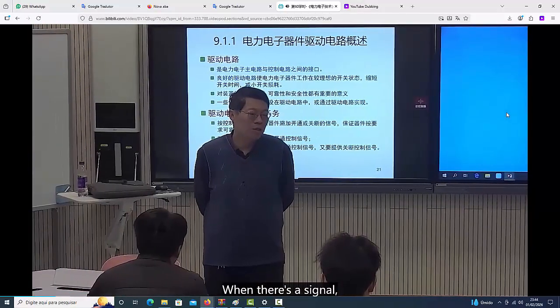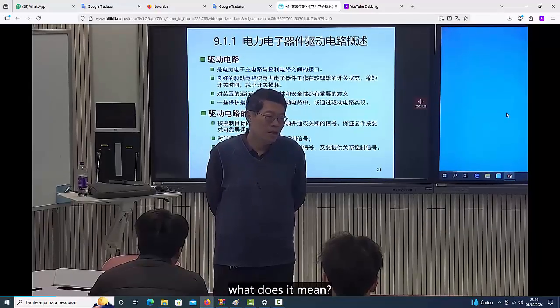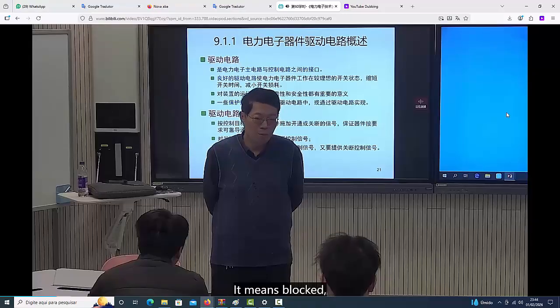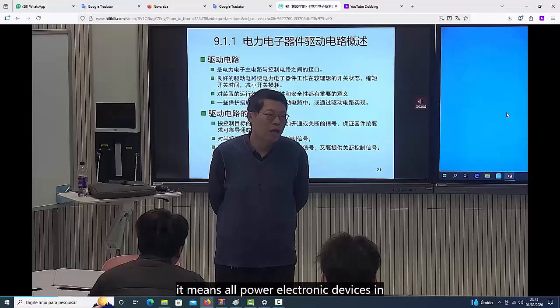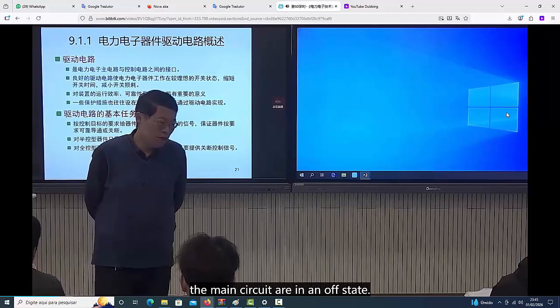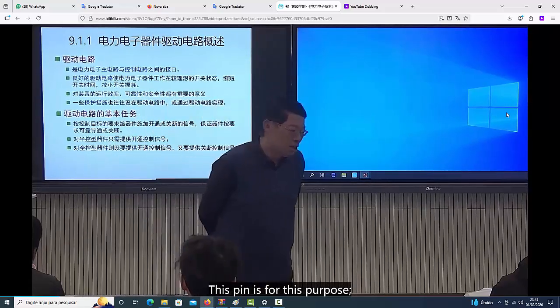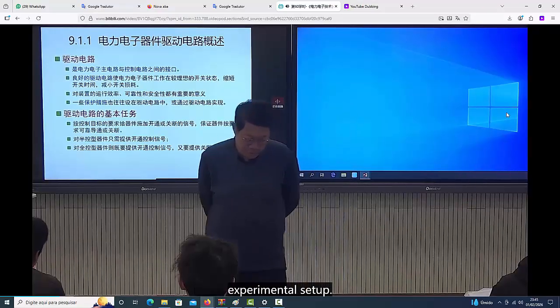When there's a signal, the circuit is working. When there's no signal, what does it mean? It means blocked. It means the main circuit isn't working. It means all power electronic devices in the main circuit are in an off state. This pin is for this purpose. It's not for jumper design in our experimental setup.